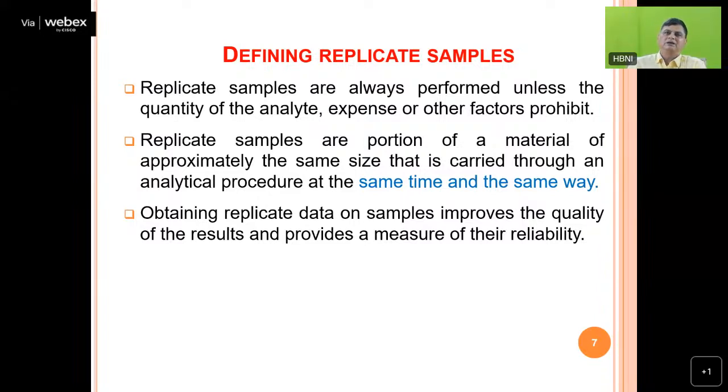Replicate samples are portions of a material of approximately the same size that are carried through an analytical procedure at the same time and in the same way. Obtaining replicate data on a sample improves the quality of the results and provides a measure of their reliability.